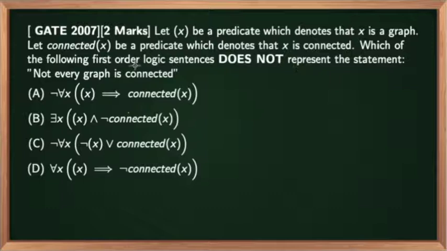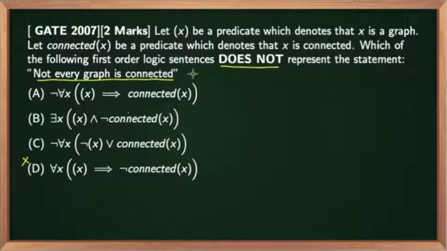Which of the following first order logic sentences does not represent the statement: not every graph is connected? That means there exists at least one graph which is not connected, right? So I can directly say that choice D is false, because it says for all x, if x is a graph, then it is not connected. That is not true, right? There exist graphs which are connected also. So the choice D is false, so the answer should be D.